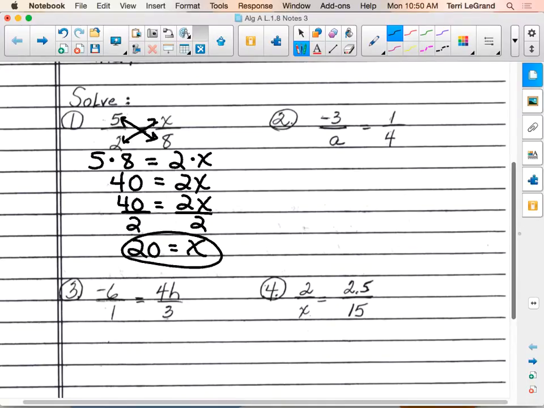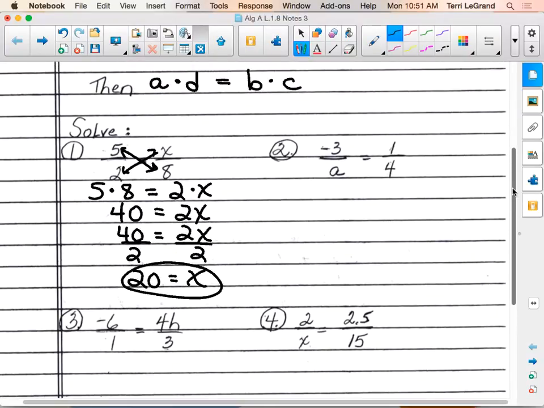Anybody have that answer in their head, but they just didn't want to give it out? They thought, I know what it is. It's 20. Did you know that, Preston? How'd you get that in the beginning without us doing all this work? Well, when it's 5 times 8 and 2 times x, I thought 20 plus 20 equals 40, and 8 times 5 is 40. Okay, so that's after we had already set up the cross products, right, Preston?